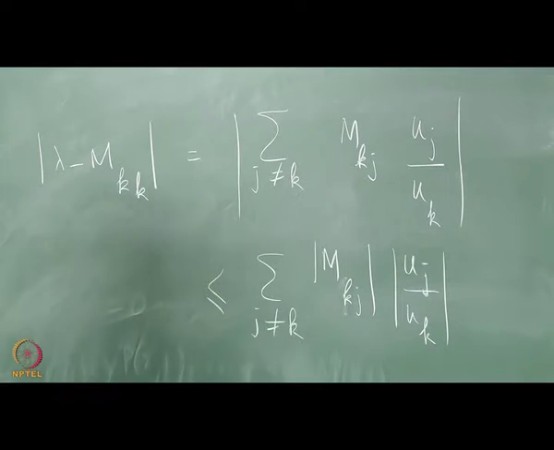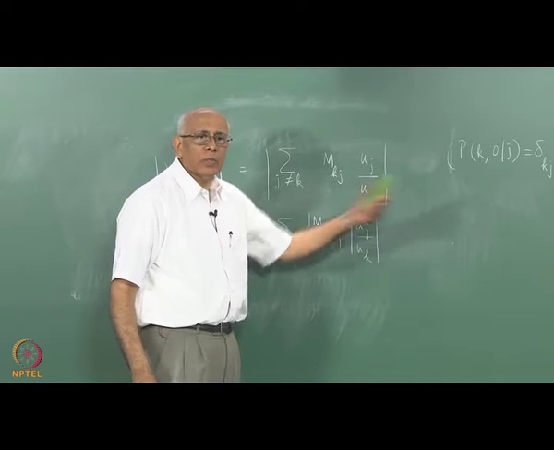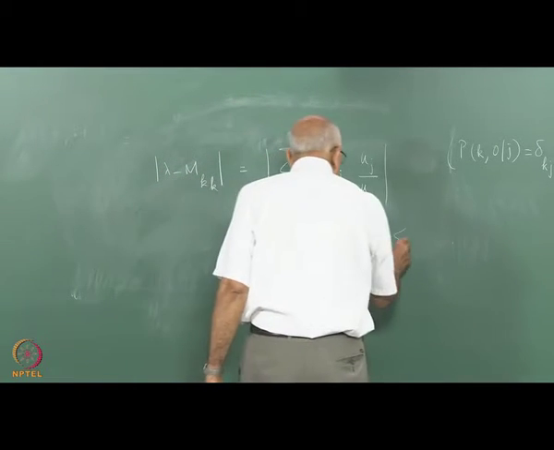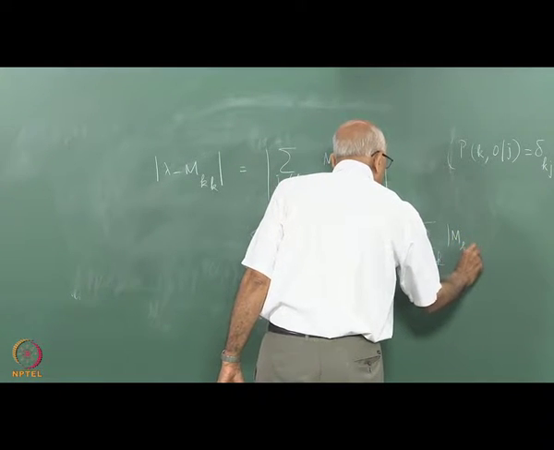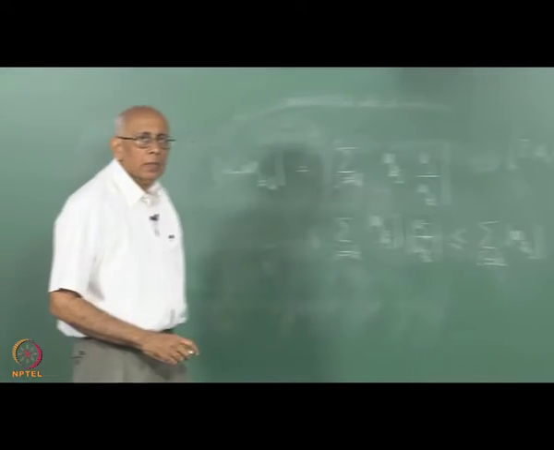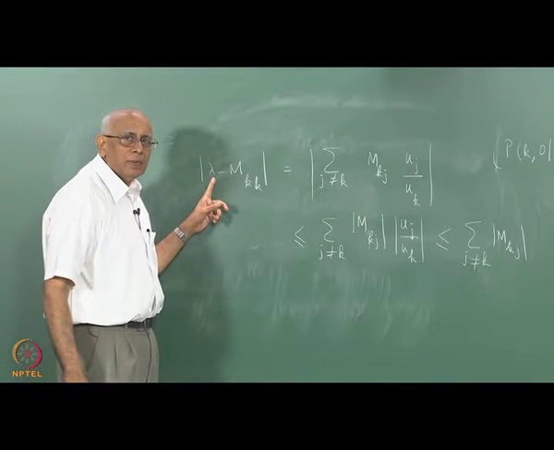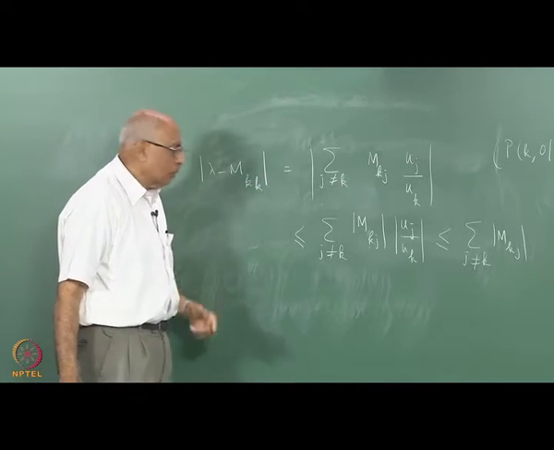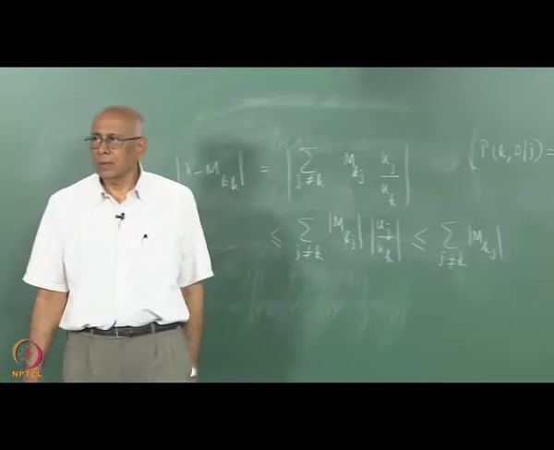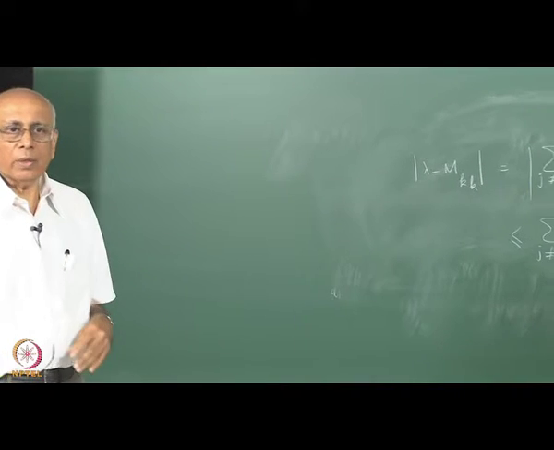Because if I take the modulus inside the summation, I get the maximum of the sum itself. But these numbers are guaranteed to be less than or equal to 1, because we took this to be the largest. So this is less than or equal to the summation over j not equal to k of modulus m_kj. Okay. That is the Gershgorin disk theorem, because it says this eigenvalue is inside or on a circle of radius given by this out here, centered at m_kk. So this region is a disk, and you are guaranteed the eigenvalues inside or on that disk.